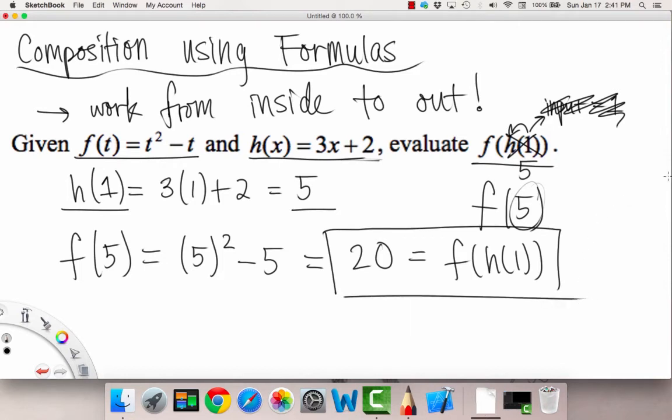Another approach to solving a problem such as this, or any composition of functions problem where you're given formulas: instead of juggling these two formulas, f of t and h of x, which might be really confusing because you wonder which one to plug your input value into first, what we can do is express the composition of functions as a single function first, and then plug in that initial input, which in this case was a 1. Let me show you how to do that.